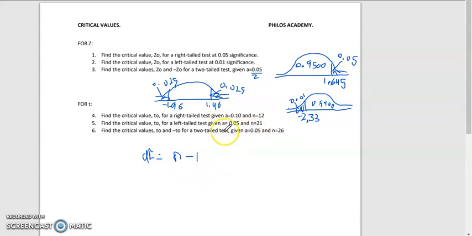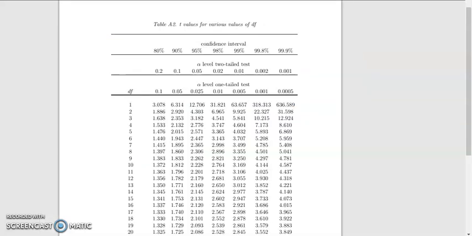Okay, then for question 5, sorry, you were given 0.1 rather. So let's recheck. 0.1 at one tail against a degree of freedom of 11. So your answer should be 1.363. Okay, 1.363.